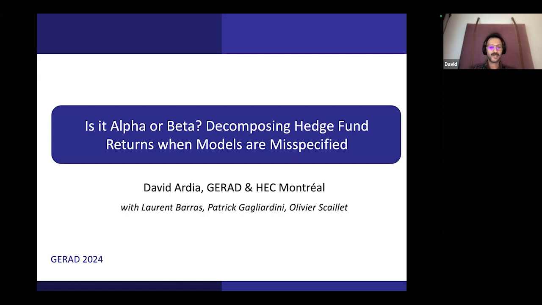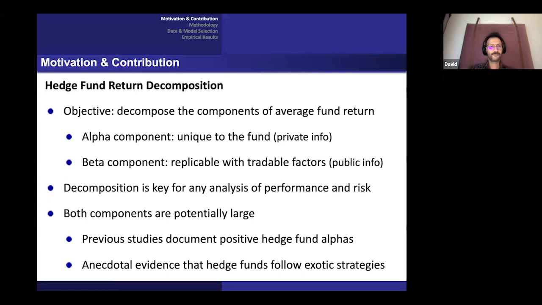So basically, the goal of this research is to take the viewpoint of an investor, and we have a very simple objective in mind. We'd like to decompose the average hedge fund return into two components. One component is the alpha component, which is unique to the fund, and the fund will exploit its private information in order to generate some performance. And the second component, which is the beta component, comes from the ability of the fund to replicate some mechanical trading strategies in order to boost its return. And here, the fund is typically exploiting public information.